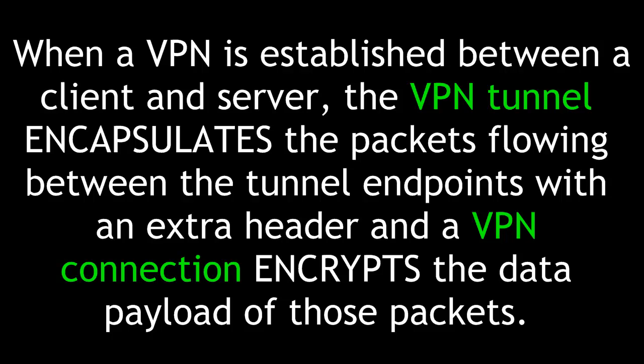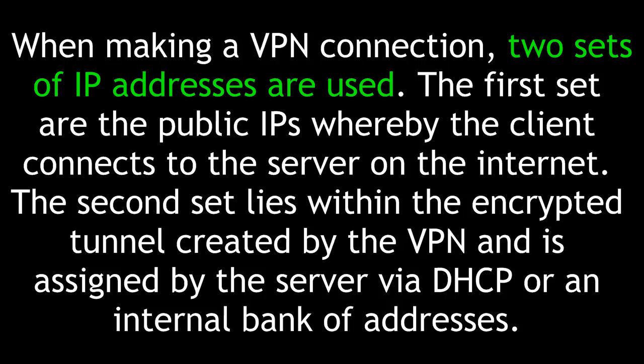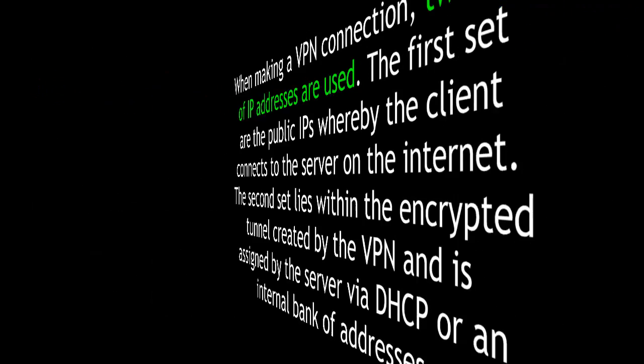When a VPN is established between a client and a server, the VPN tunnel encapsulates the packets flowing between the tunnel endpoints with an extra header, and a VPN connection encrypts the data payloads of those packets. When making a VPN connection, two sets of IP addresses are used. The first set are the public IPs whereby the client connects to the server on the Internet. The second set lies within the encrypted tunnel created by the VPN and is assigned by the server via DHCP or an internal bank of addresses.